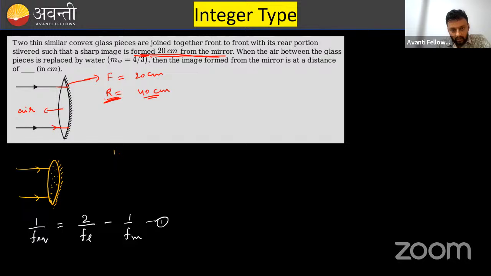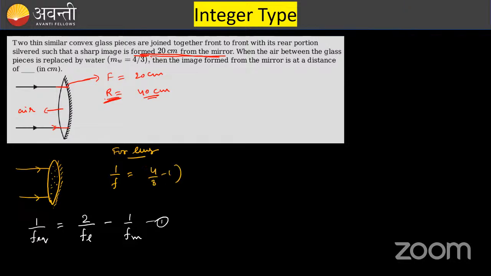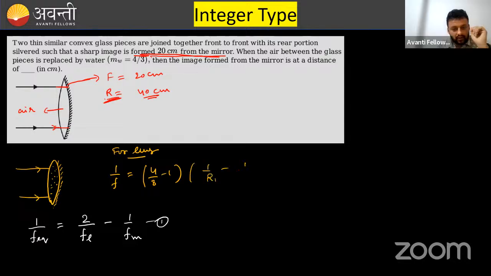Now for the lens part, we have to find its focal length, because the focal length of the mirror we know is 20 centimeter. Will it be positive or negative 20 centimeter? For a concave mirror, the focal length will be negative. Remember this. Now 1 upon focal length is equal to, what is the refractive index given? 4 by 3. (4/3 minus 1) times (1/R1 minus 1/R2).